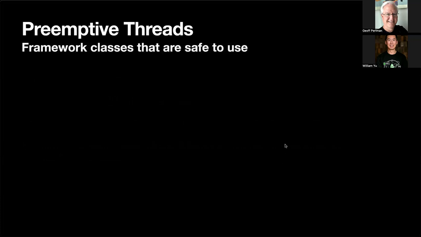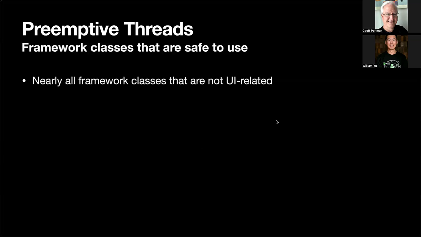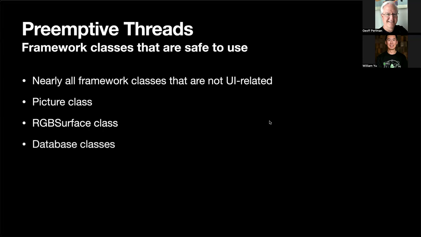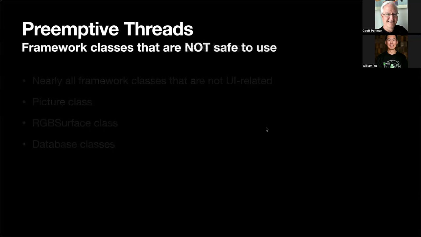Okay, so let's talk about which framework classes are safe to use. Nearly all the framework classes that are not UI related are safe to use. There are a few exceptions, but we'll get to those. Picture class is safe to use. We've made sure that's thread safe. And by extension, that means graphics. RGB surface is safe to use. All the database classes are safe to use.